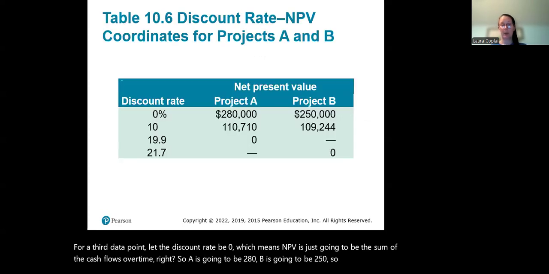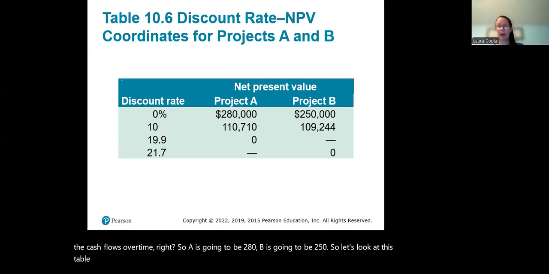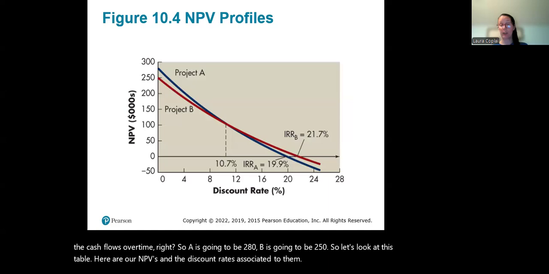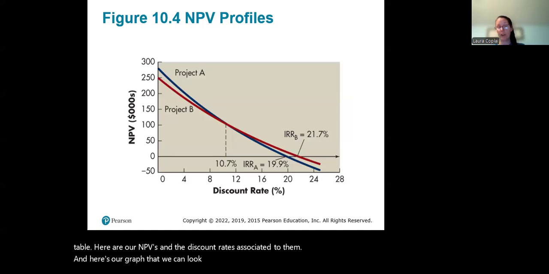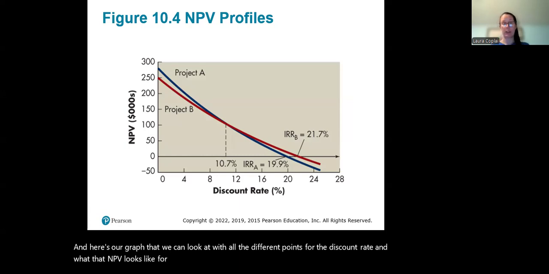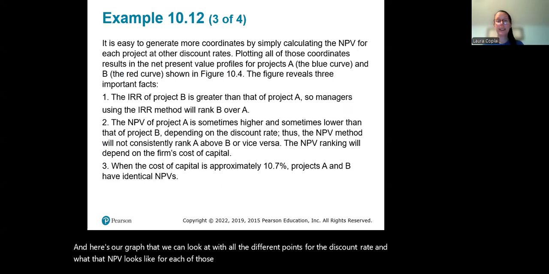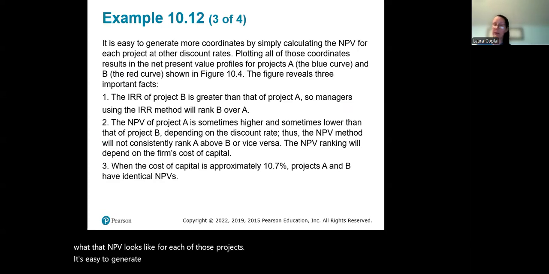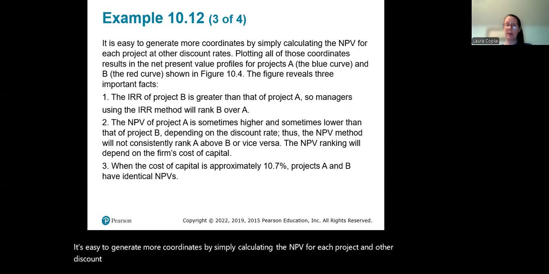So let's look at this table here. Here are our NPVs and the discount rates associated to them. And here's our graph that we can look at with all the different points for the discount rate and what that NPV looks like for each of those projects. It's easy to generate more coordinates by simply calculating the NPV for each project at other discount rates. And you can plot those on the curve. Project A was the blue and B was the red.